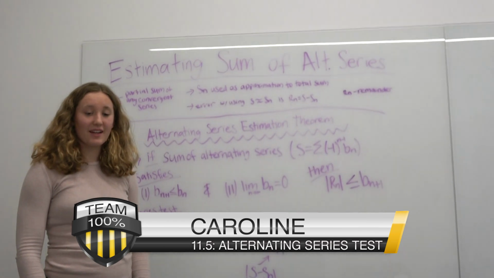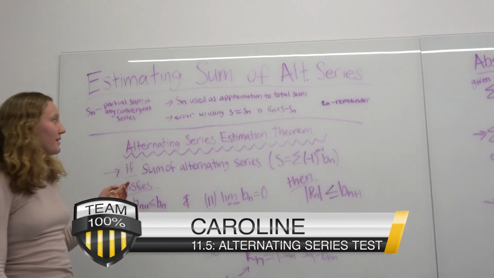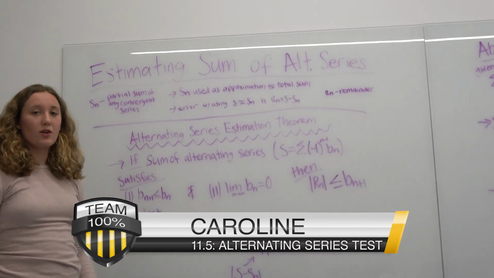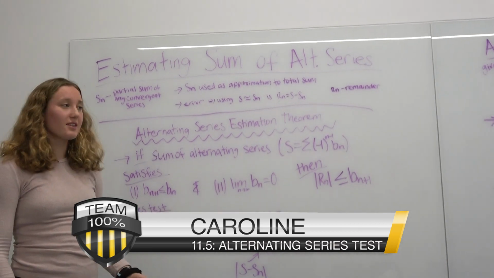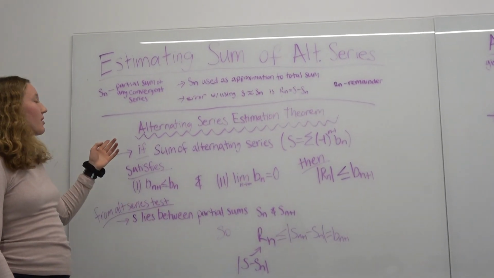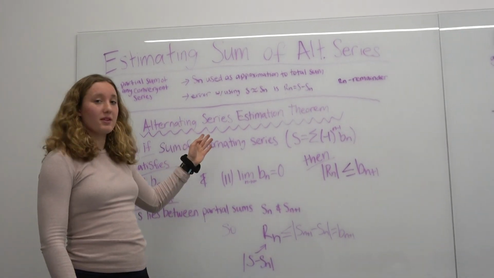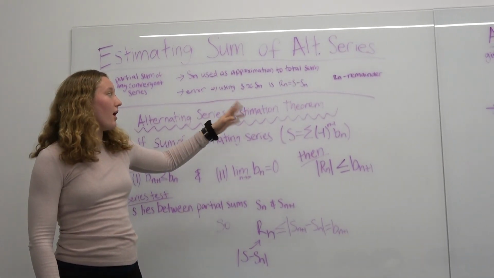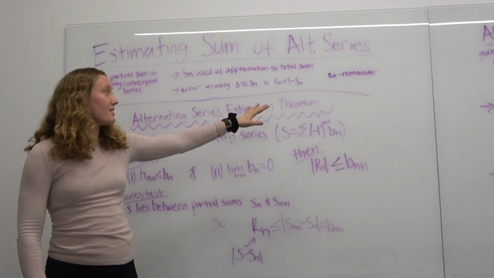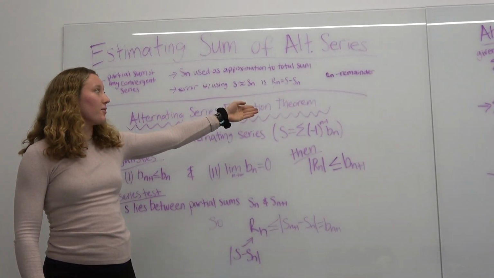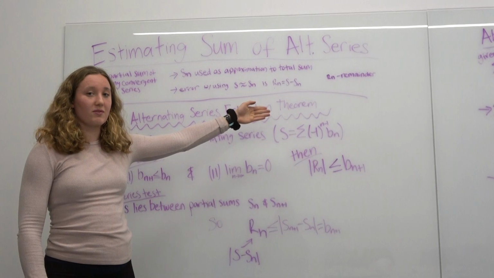Hi guys, it's Caroline, and we're going to talk about estimating the sum of alternating series. So in order to estimate the sum of an alternating series, we're going to use the partial sum of any convergent series. And we're going to say that the error with using this is r sub n, the remainder, which is the difference between the total sum of the series and the partial sum of the convergent series.